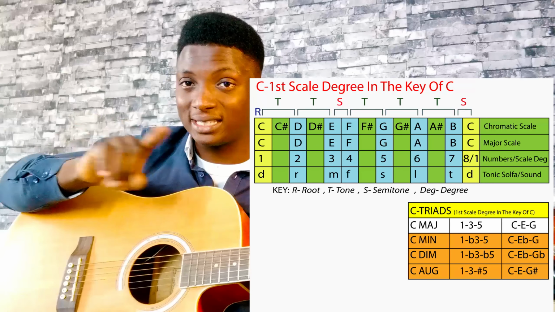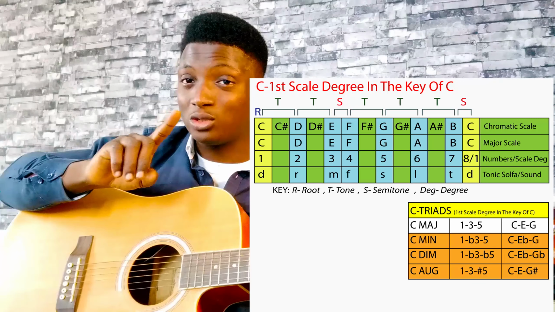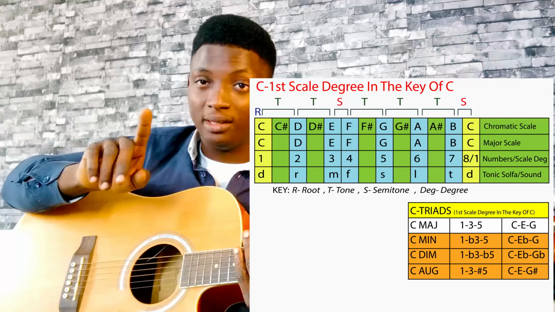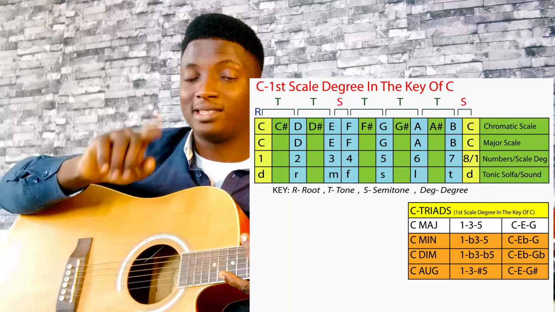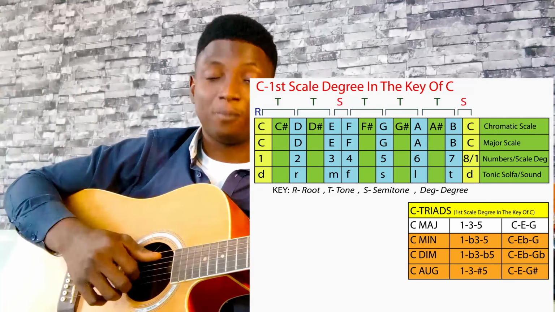So it is only one of them that is going to match the scale of the key you're choosing, which is C, E, and G. So I chose C major out of all of my triads.